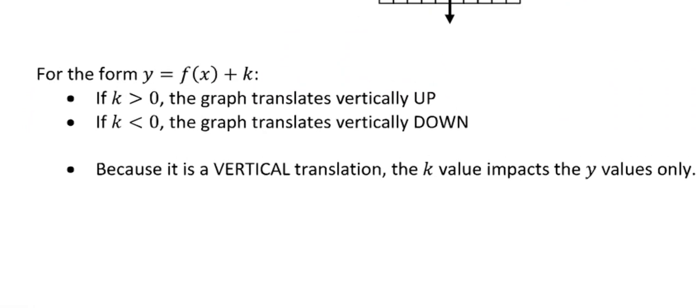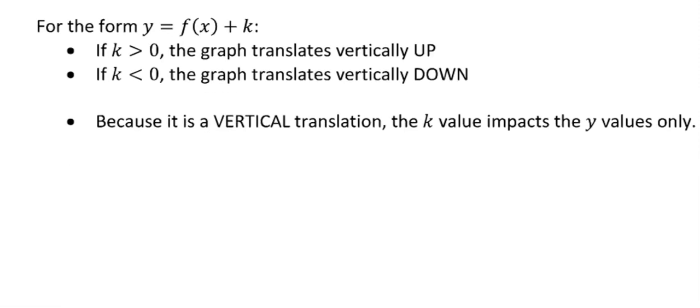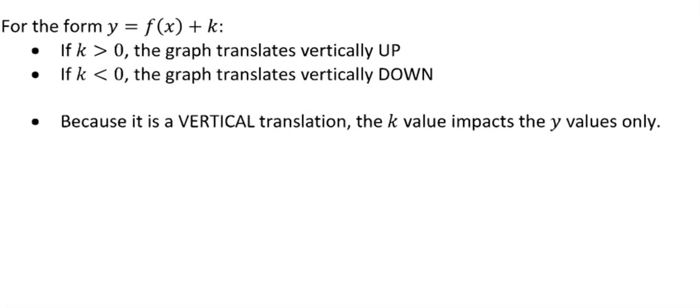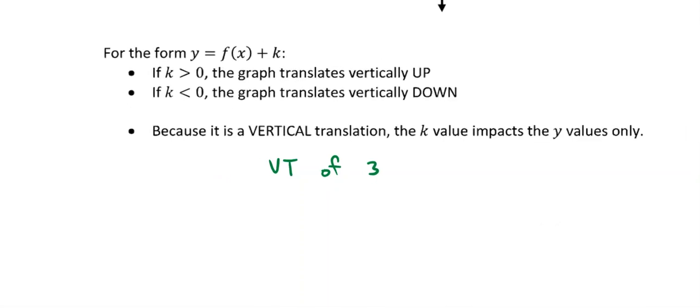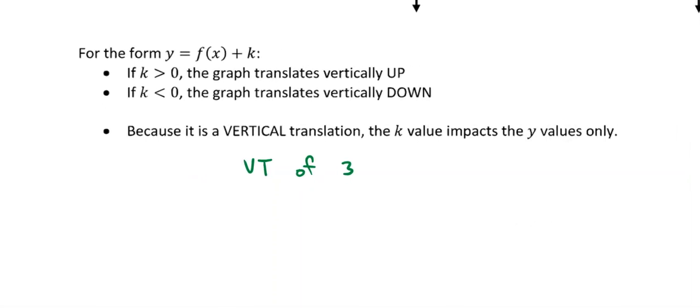That's going to be the main gist of this lesson. Those are called vertical translations. Quite often I'm going to write that something has a vertical translation, so just VT of like 3 or something, and I'll do it in short form like that. Just be careful when the k is on the other side.